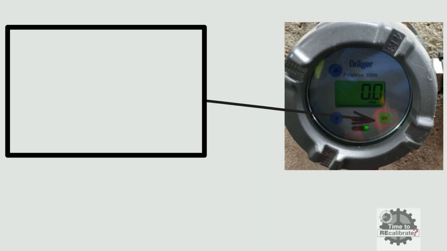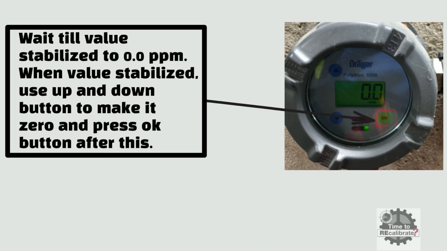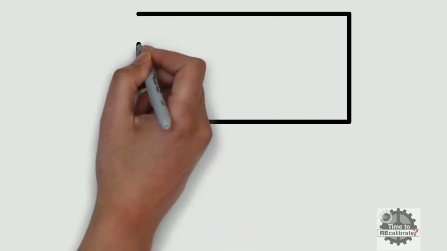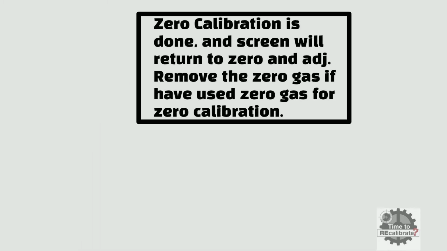Now, wait till the value is stabilized. If the value is not 0.0 parts per million, then use the up or down button to make it zero and press the OK button after this. Zero calibration is done, and you can see the screen flashes between zero and adjustment.